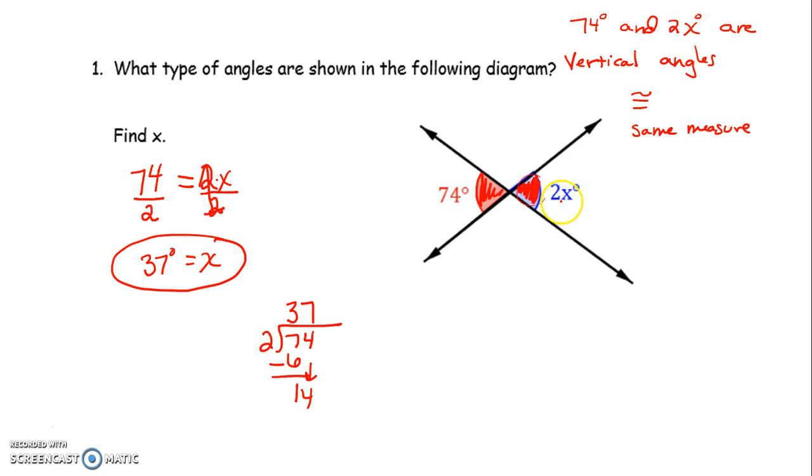And how can we check that that's true? Well, we know 2 times x has to be 74. Let's do 2 times 37 and hope that that's 74. Because if we have 2x and we know that has to be 74, let's just substitute in the 37, check that it works. 2 times 7 is 14. 2 times 3 is 6, and 1 is 7. 74. Totally checks out. Both of those angles are 74 degrees.